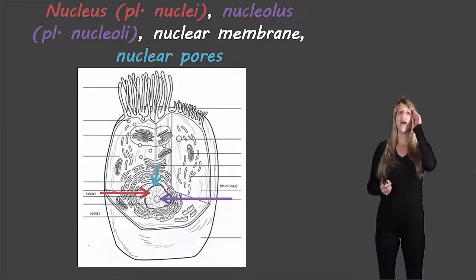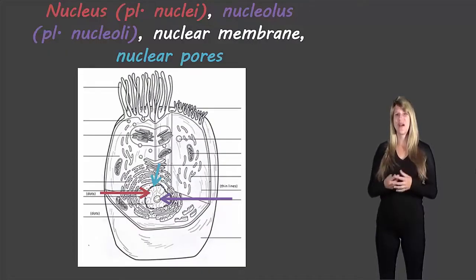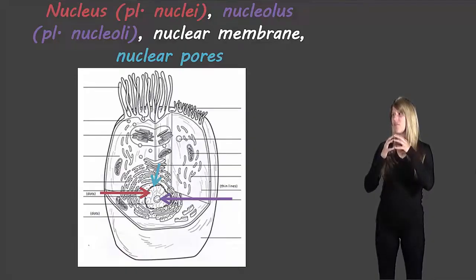The next one is actually a combination of several different organelles, or several different parts of the organelle. So the nucleus is the big circular thing in the center of the cell, and this is what contains the DNA of the cell. So I've shown in a red arrow, that's the big central circle, that's the nucleus.